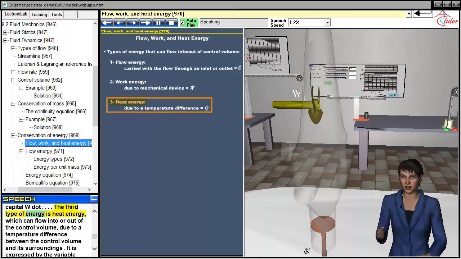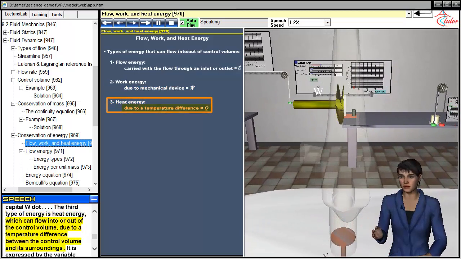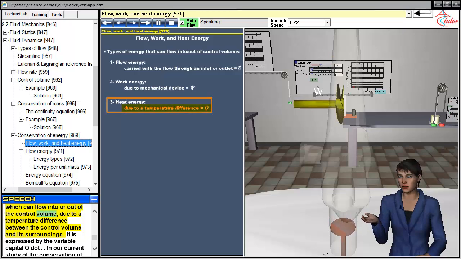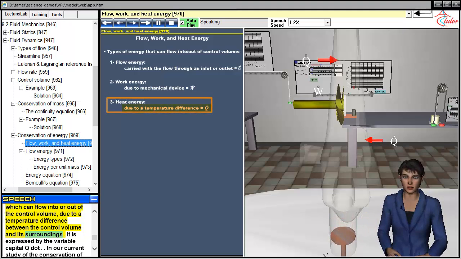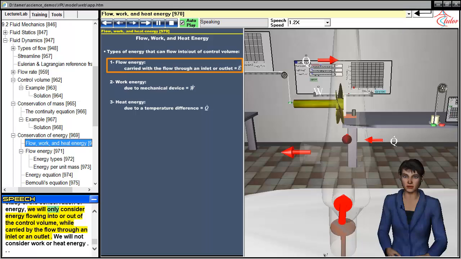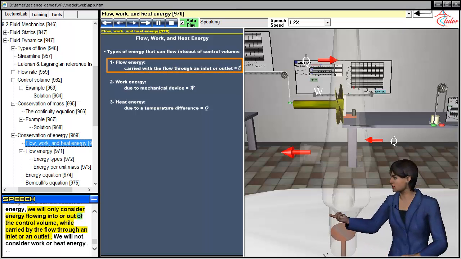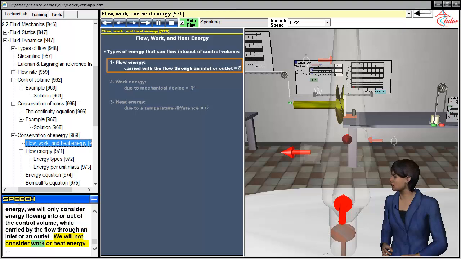The third type of energy is heat energy, which can flow into or out of the control volume due to a temperature difference between the control volume and its surroundings. It is expressed by the variable capital Q dot. In our current study of the conservation of energy, we will only consider energy flowing into or out of the control volume while carried by the flow through an inlet or an outlet. We will not consider work or heat energy.